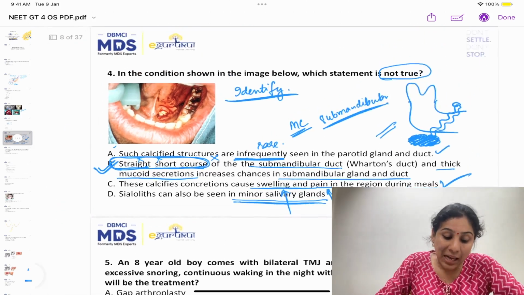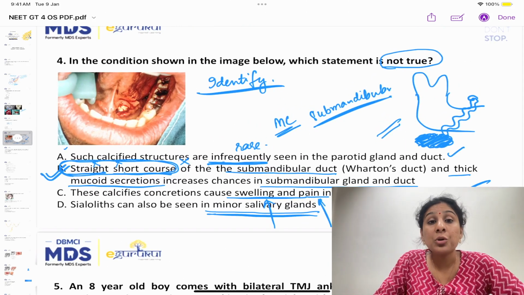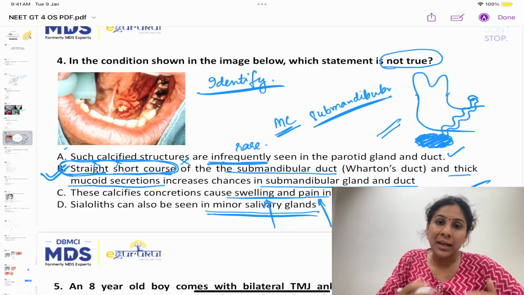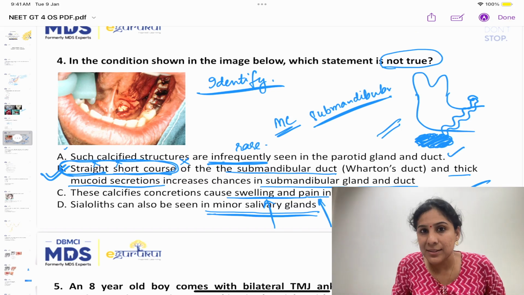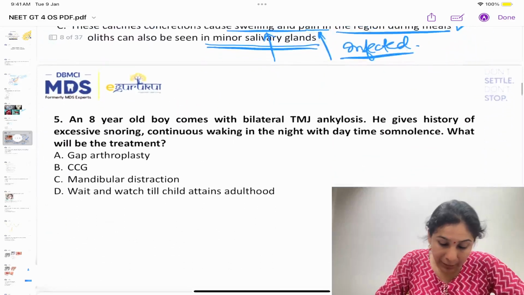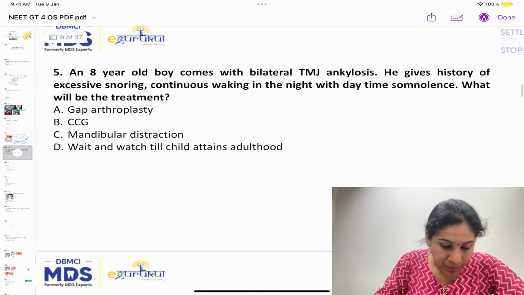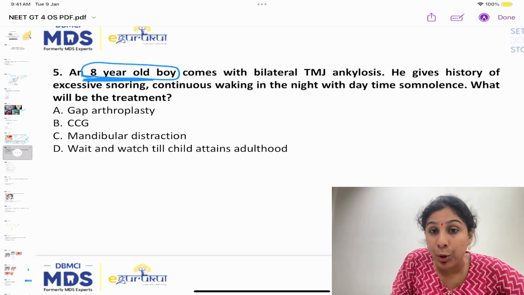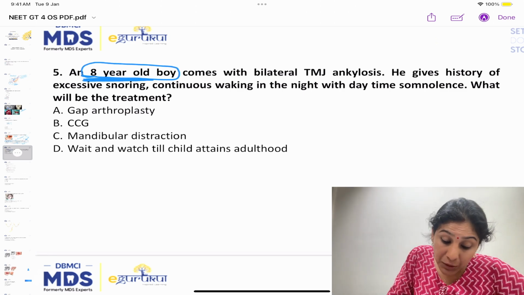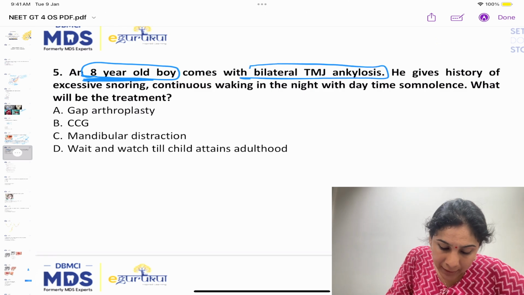So that's how in many situations you have to rule out options and come to the correct answer. Okay, coming to question number 5. An 8-year-old boy, remember the 8-year-old is very, very important here, comes with bilateral TMJ ankylosis.